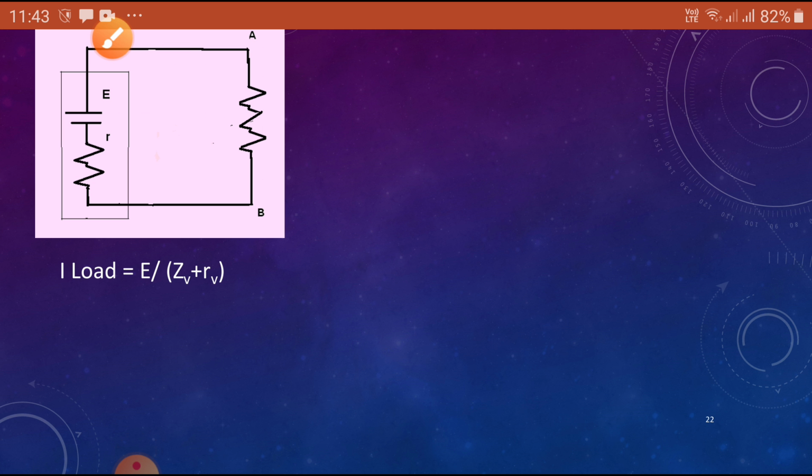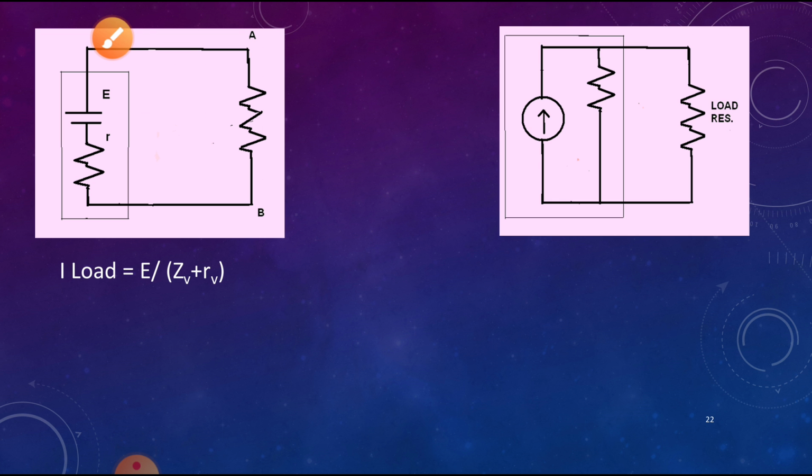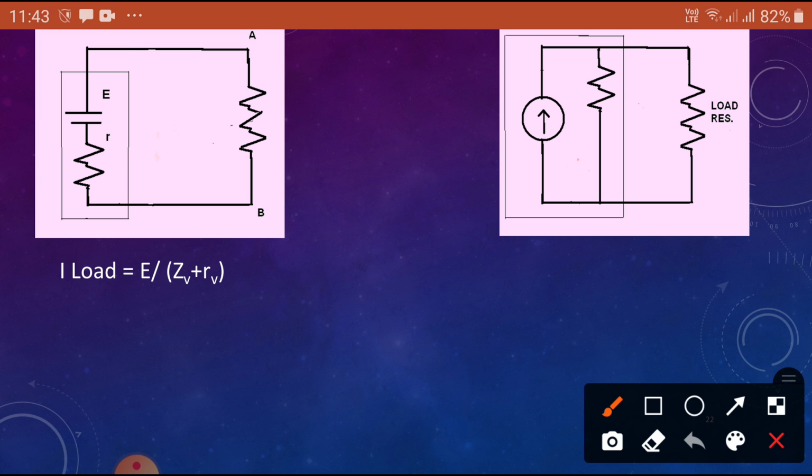Now coming to the other source, what is the current? The current flowing, this is the current IL, this is equal to the internal current I. I want to know what is the current flowing in the circuit. I calculated this current here, I got it, the load current.